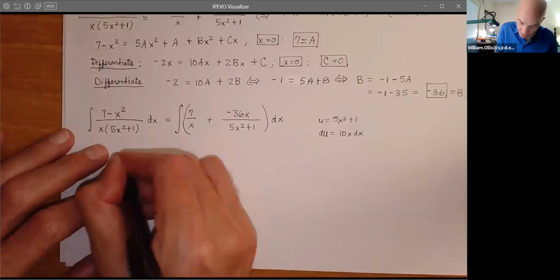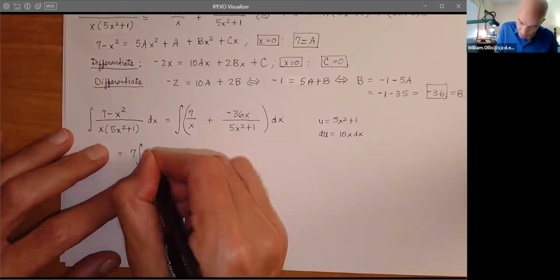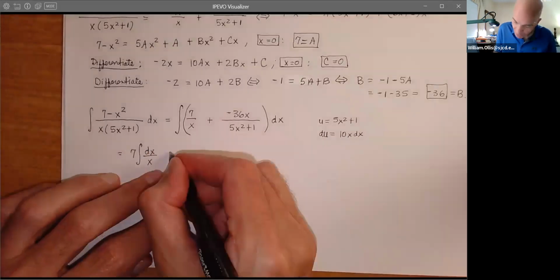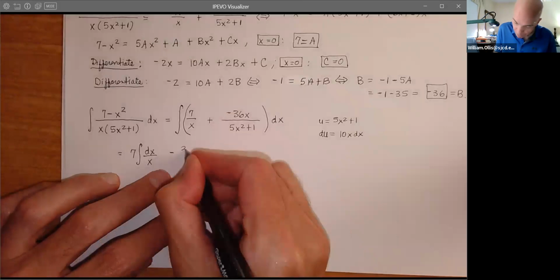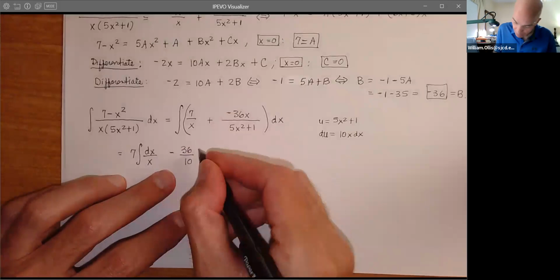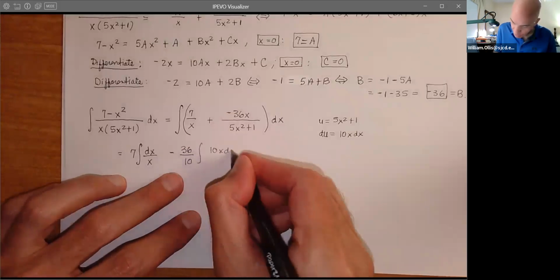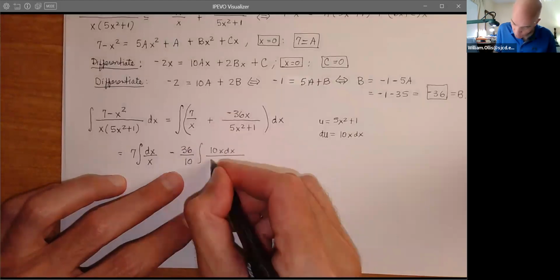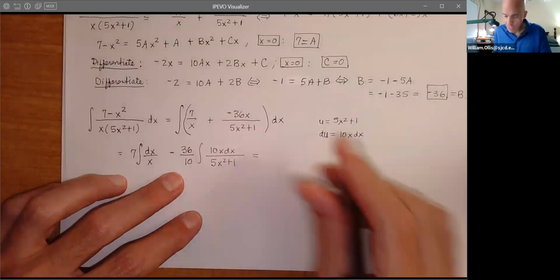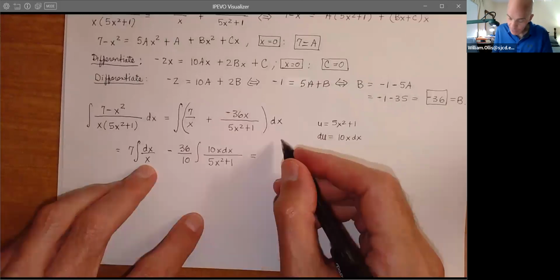So this will give us the integral. Just write these out, dx over x. And then we've got minus 36 over 10, 10x dx, make it table ready, over 5x squared plus 1. So again, we make this table ready and pay for it, and then don't worry about that. So that'll be 7 times the natural log of x.